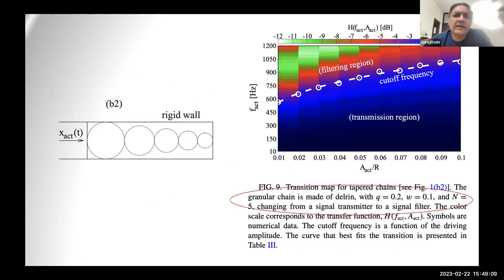So, moving on, if you turn on the tapering as we have, if you have the W value here, and in this case, N is 5, so it's a very, very small system, which means it's super tiny, you can 3D print it out very easily.